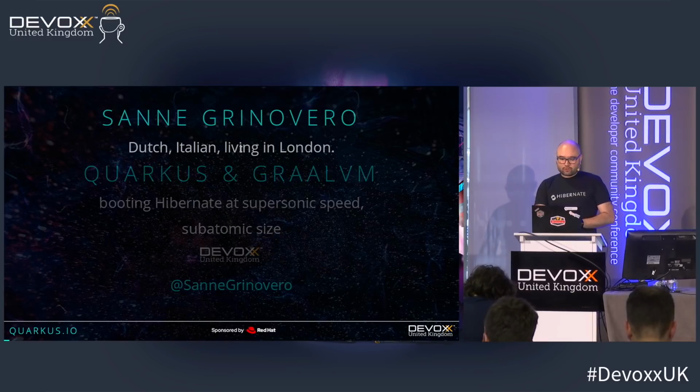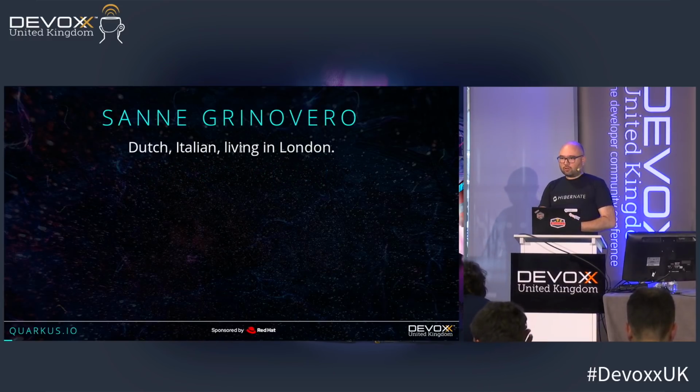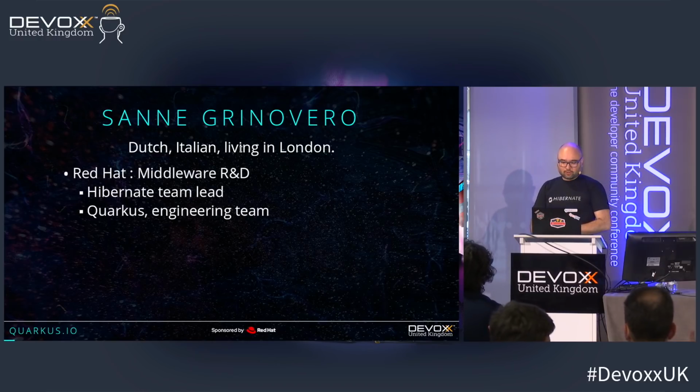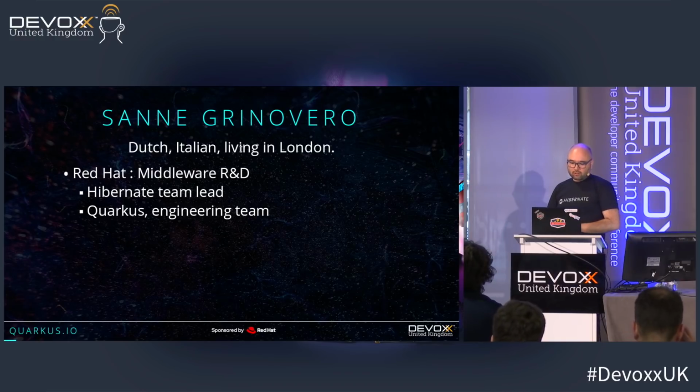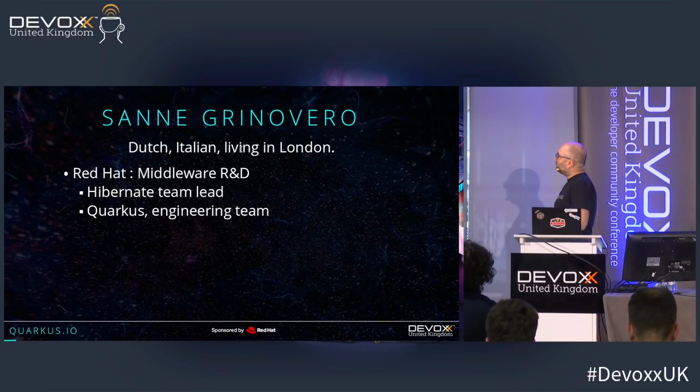So, quick introduction. I'm Sanne Grinovero. I live 20 minutes walking from this place, but I'm Dutch and Italian, so it was interesting to submit here. I work at Red Hat in the middleware area. I'm best known for leading the Hibernate team now, but I've been having some fun with the engineering on Quarkus.